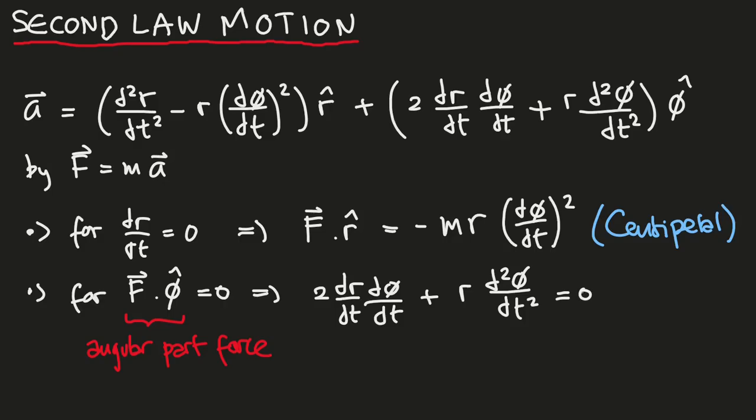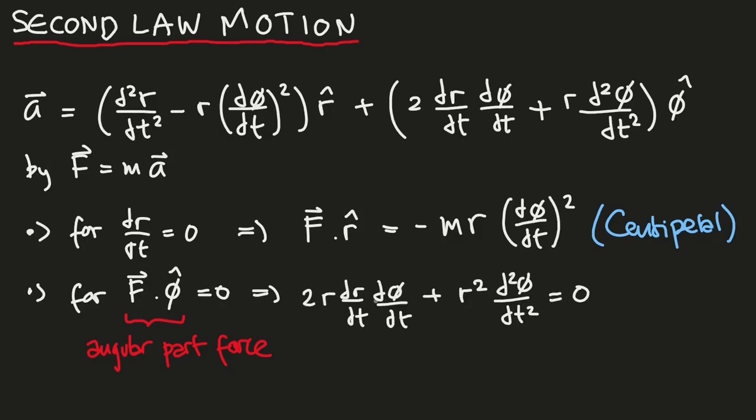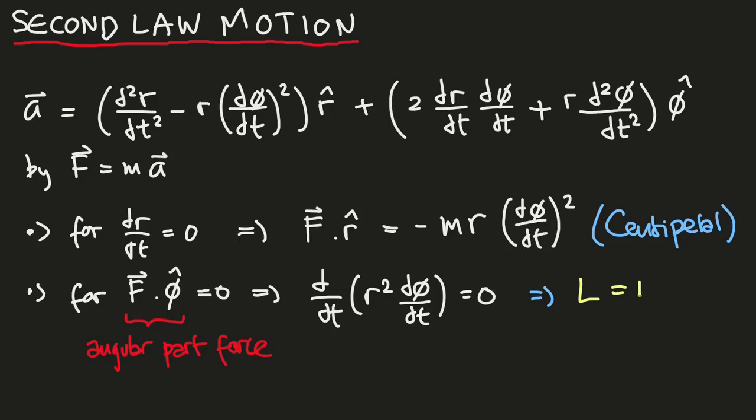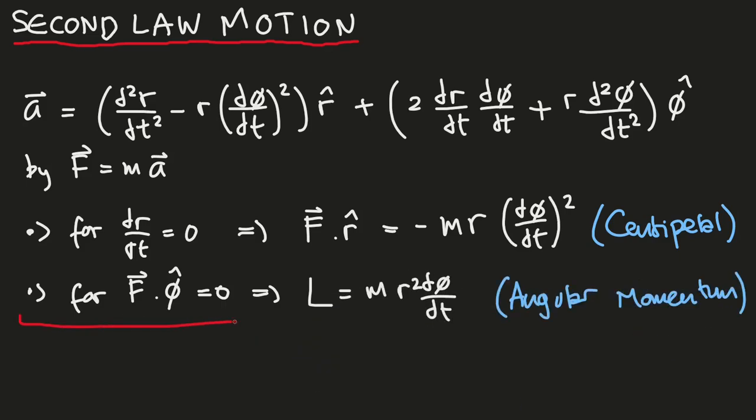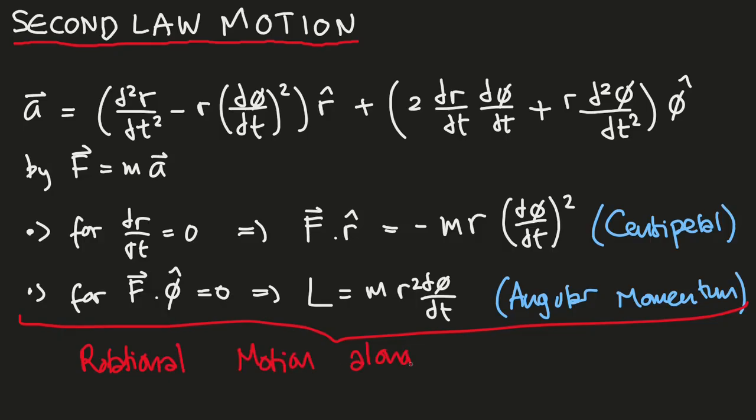Next, for the angular part, the force equals 0, which means this term is 0. So by multiplying both sides by r, we get this by using the product rule, and by defining L equals m multiplied by r squared multiplied again by angular frequency, we get L as angular momentum. So this first derivative equals 0 equation tells you about conservation of angular momentum. These two special characteristics are why we choose polar coordinates for simplifying rotational motion along a polar two-dimensional plane.